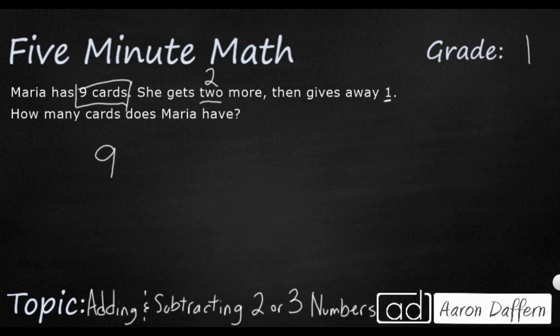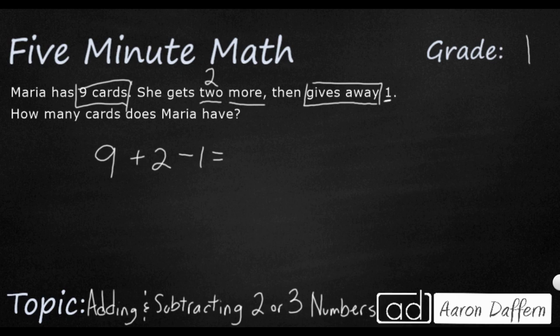Well, we've done 2 different things. She started with 9. She gets 2 more, so when you get 2 more, you're going to be adding 2. But then when you give away 1, when you give something away, you're losing it. You're giving it to somebody else. So that's going to be a minus. So look at this. We've got a problem that's got a plus and a minus, addition and subtraction. How can we solve this? Well, let's try 2 different things.